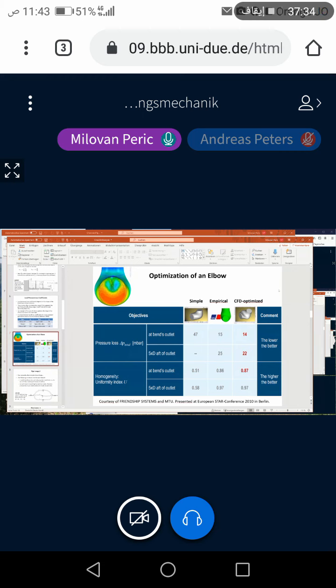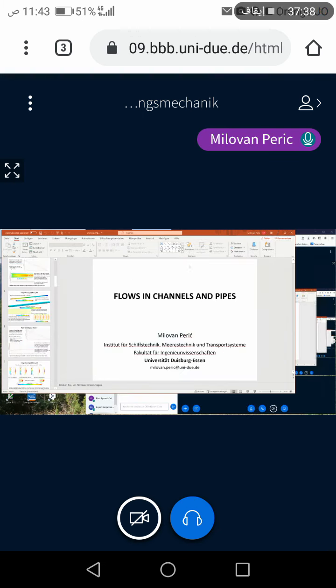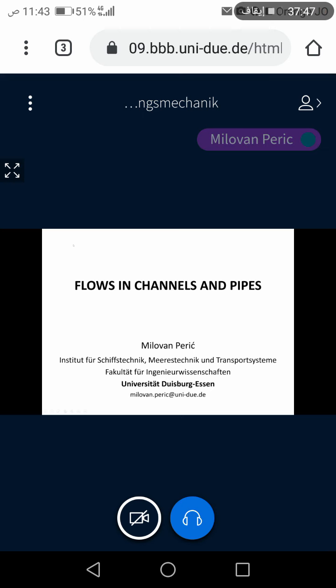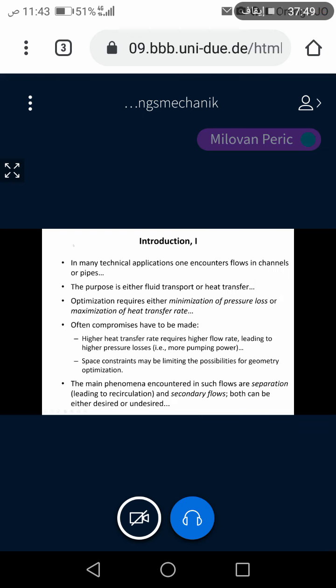Okay, then I close this or minimize it. And we go now to the next topic, which is flows in channels and pipes. And we will see some important features of both simulation software and the flow.